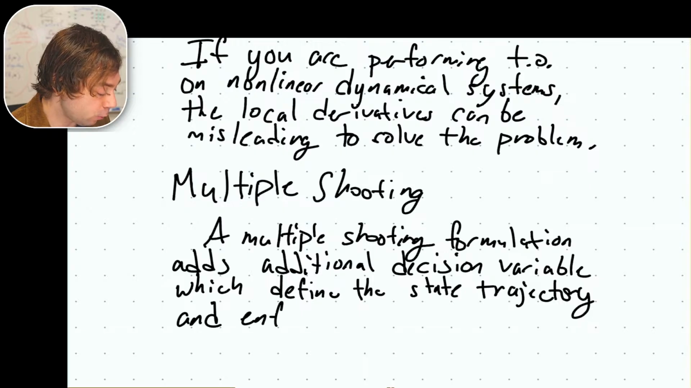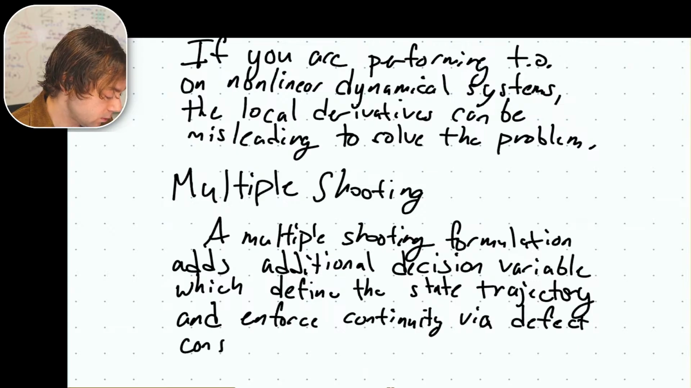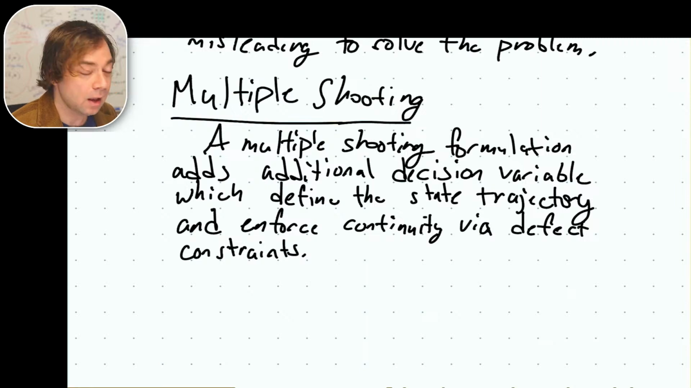And enforce continuity via defect constraints. In essence, multiple shooting adds more decision variables and adds more constraints. Seems like a bad thing with finite differencing, but for certain systems, we need it. Okay? Sometimes it can even run faster to solve in certain cases. Okay? So what does that mean?